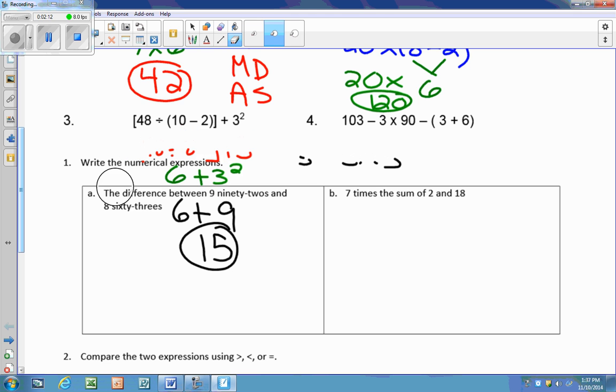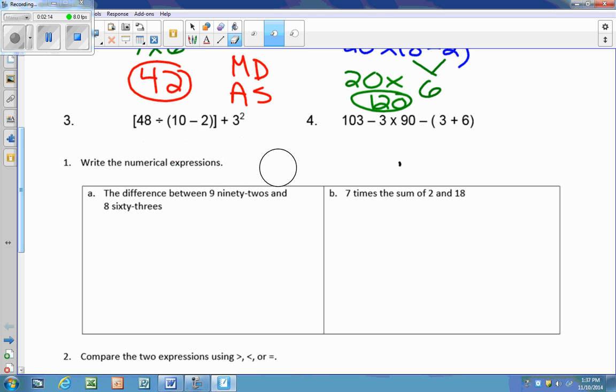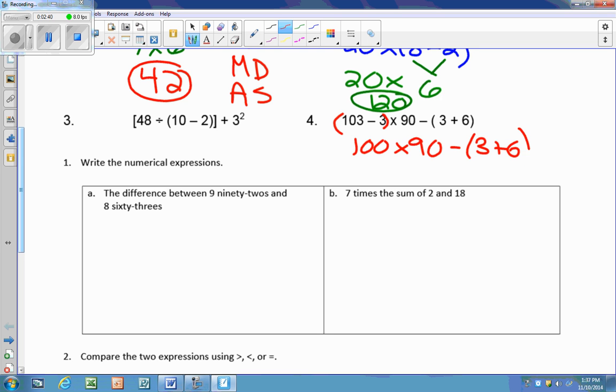I'm going to erase that just to make some more room. Now we're going to work on over here, and over here there is a mistake. If we solve it as is, then we will have a negative number. So what we're going to do is put parentheses in there. So we have to solve the parentheses first because there are no brackets. Since we're solving the parentheses, we do 103 minus 3, which is 100. And then we have times 90 minus 3 plus 6. We rewrite everything else.